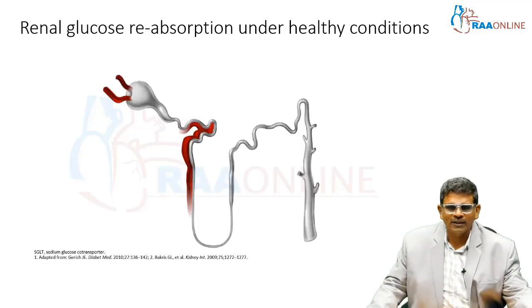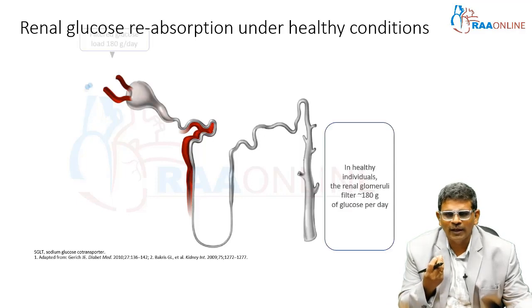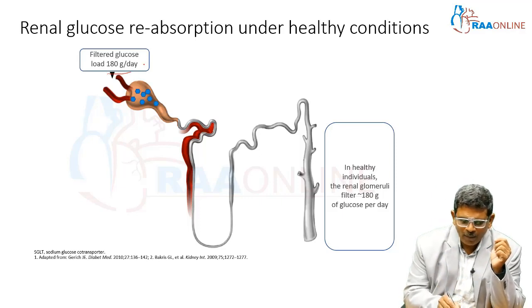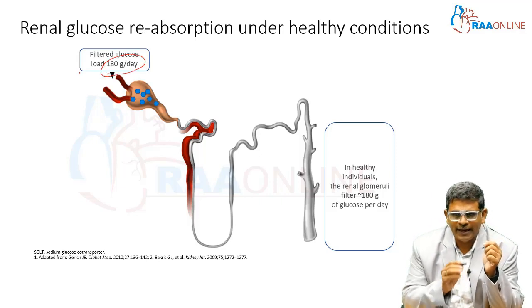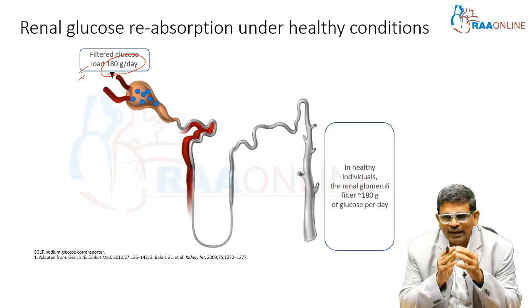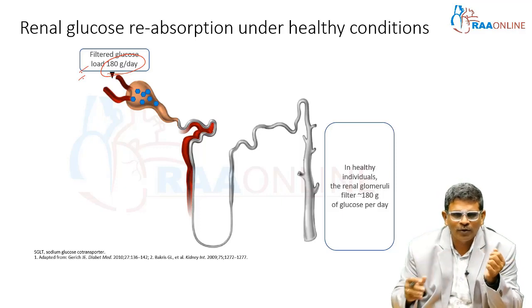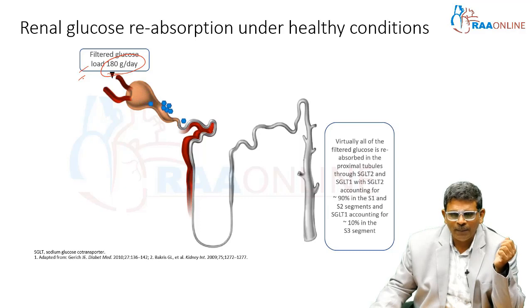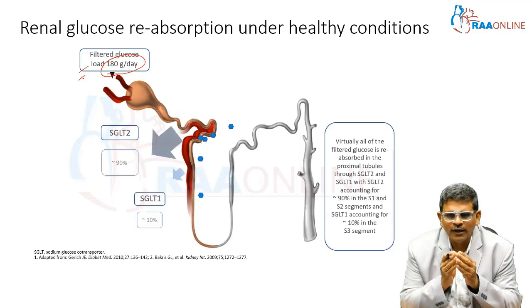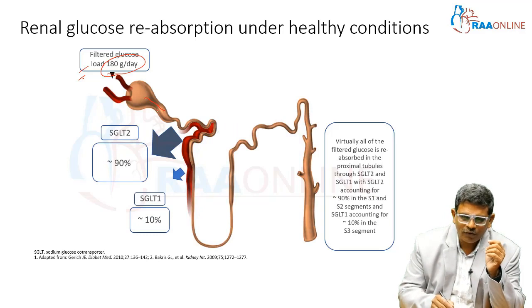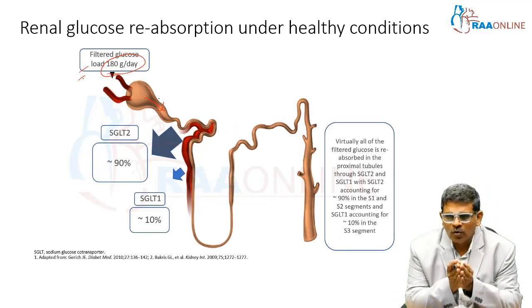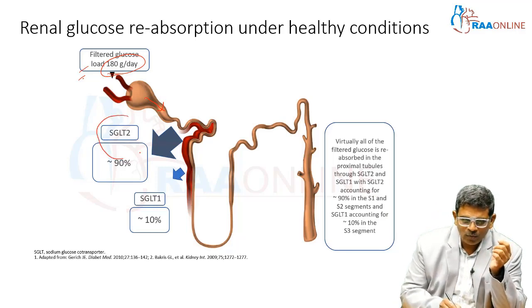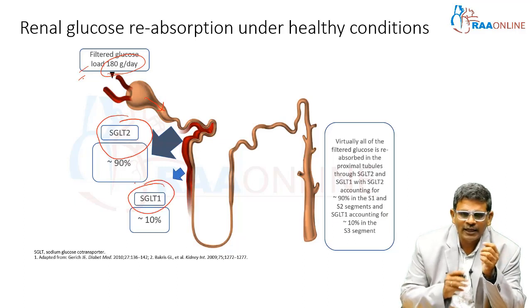Now, this cartoon will tell you how it happens in a healthy condition. About 180 gram of glucose gets filtered per day. In healthy individuals, the renal glomeruli filter 180 gram of glucose per day. But what is important is that virtually all the filtered glucose is reabsorbed in the proximal tubules, either through the SGLT2 receptors or through SGLT1.